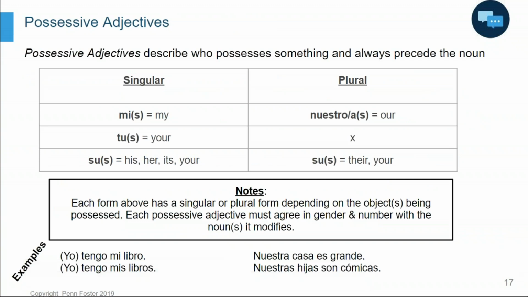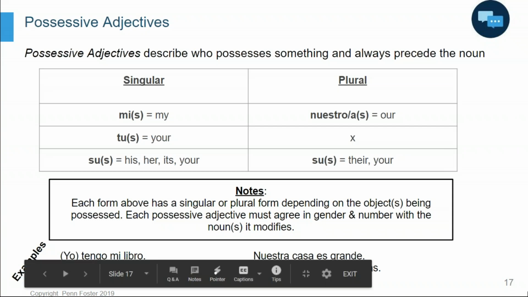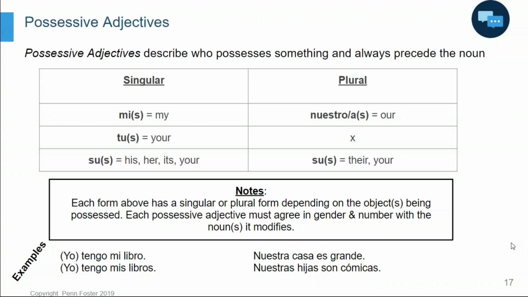As we move on to slide 17, we'll talk a little bit about possessive adjectives. Those are the ones that describe who possesses something, and they always precede the noun they modify. In some cases, like first person plural, they also have to agree in number and gender, but in all cases, they have to agree in number. First singular, second singular, and both third persons don't have any gender in this context. Only first person plural, nuestro or nuestra, has that gender included as well.